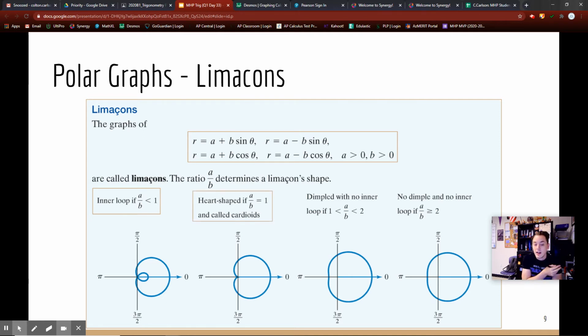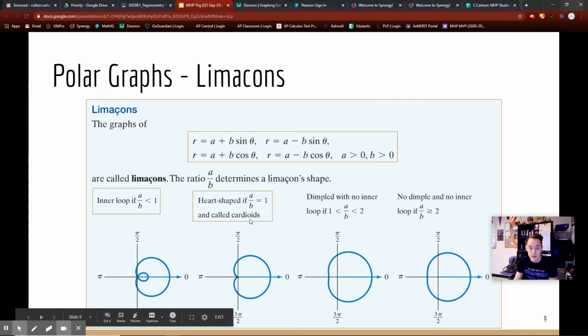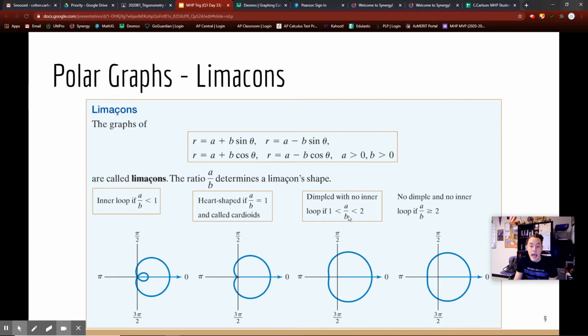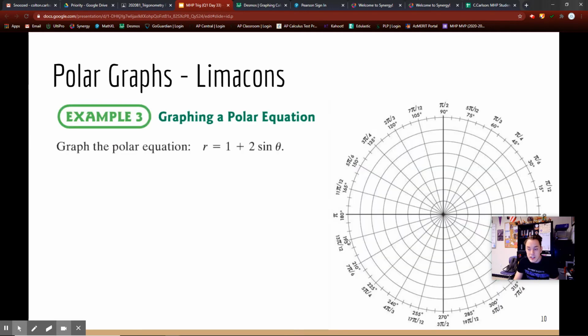If you take A over B and it's equal to 1, it's what we call a cardioid. You also learned that in Desmos. If A over B is in between 1 and 2, like 1.5, 1.7, or 1 3/4, then that means it's dimpled but with no inner loop. And for my last one, if it's greater than or equal to 2, then that means no dimple right here. So we're going to actually perform this one and we'll see what it looks like.